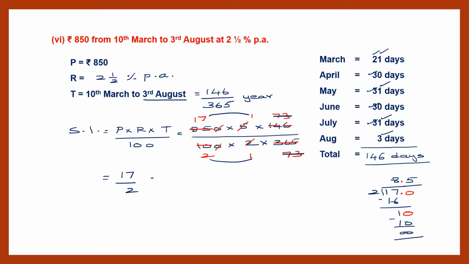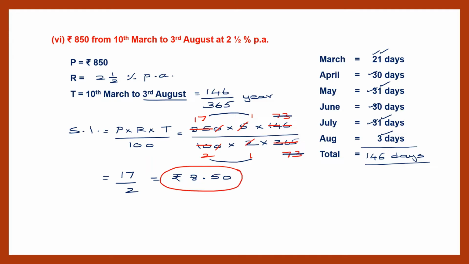So simple interest is rupees 8.5, which means 8 rupees 50 paisa. So we've got our first answer. We have found the simple interest, which is 8 rupees 50 paisa. Now we have to find the amount. And amount is principal plus simple interest. The principal is rupees 850 and simple interest is rupees 8 and 50 paisa.